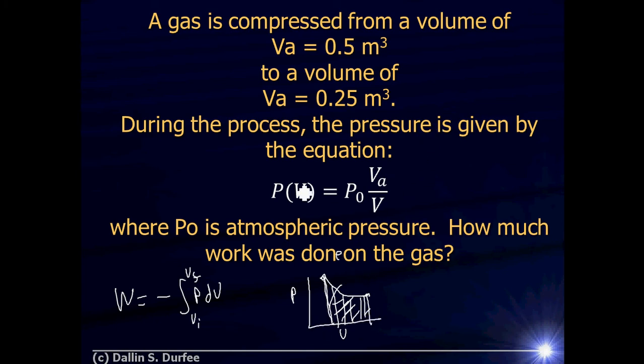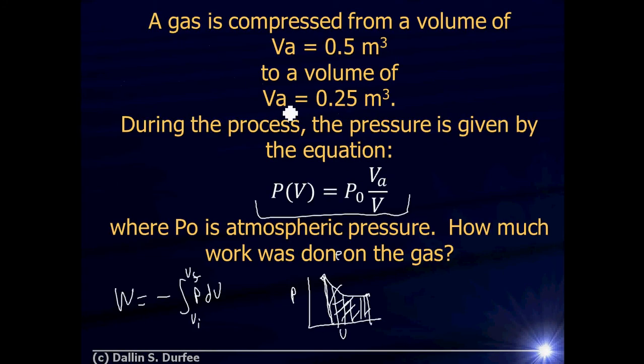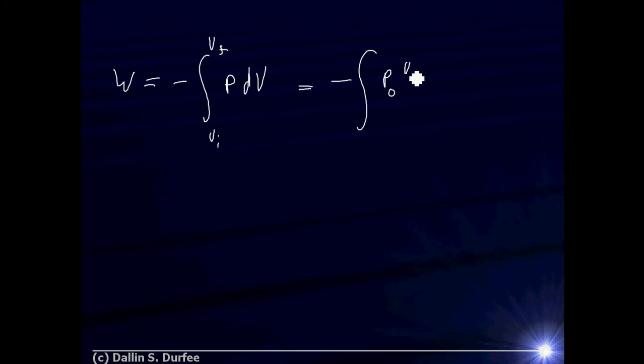So we're given an equation of how the pressure changes and the two volumes, and so we can just plug this in, right? Work is equal to minus the integral of pressure dV from V initial to V final, but we know what the pressure is. We're given V, should call that VB, right? They can't be the same. We have an equation here: it's P0 VA over V dV, and our initial volume is VA, and our final volume is VB.